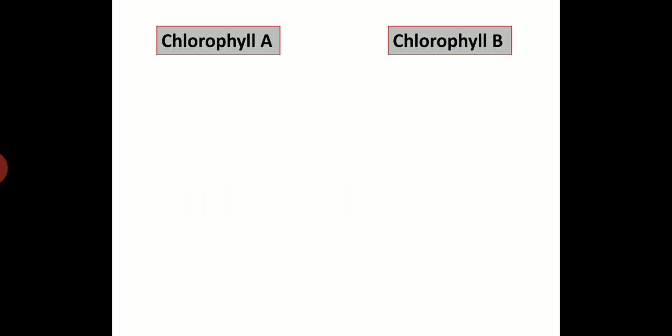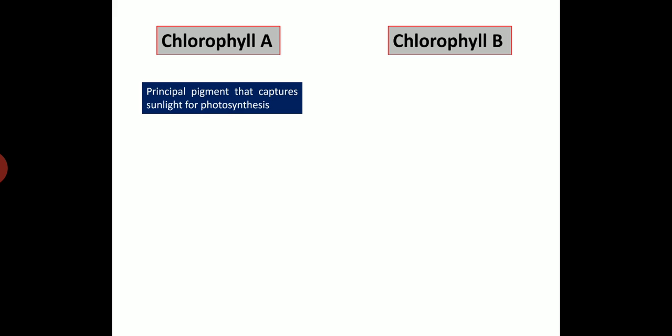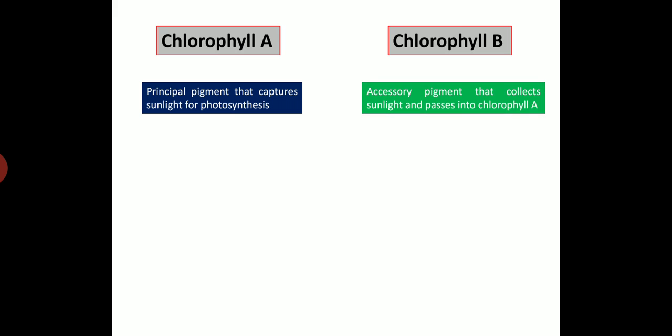So let's see the basic difference between chlorophyll A and chlorophyll B. First, chlorophyll A is the main pigment or the principal pigment which captures the sunlight for photosynthesis, whereas chlorophyll B is the accessory pigment. It helps chlorophyll A. How?